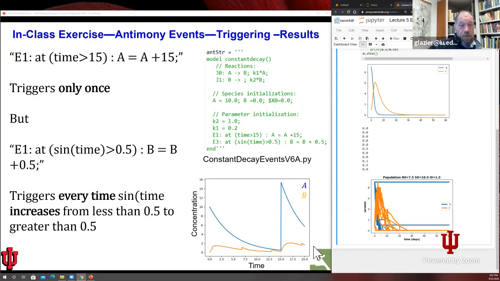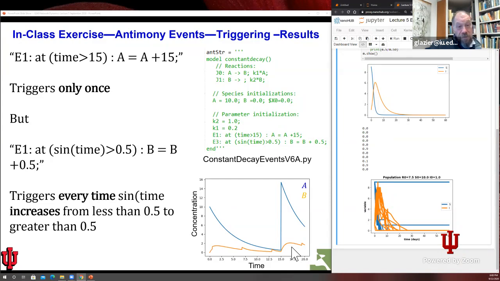We also found a bug in antimony that Herbert and Andy are supposed to fix, which is that if you have two events happen simultaneously and they both reference the same variable, so I say at time greater than 15, a equals a plus 15. At time greater than 15, a equals a plus 10. You should wind up with a equals a plus 25 because both events should happen. Instead, one of the two events will happen and it's random. I don't think you're going to run into that today, but you should be aware that that's a bug.